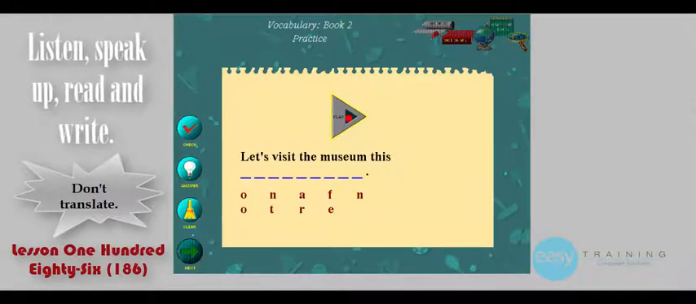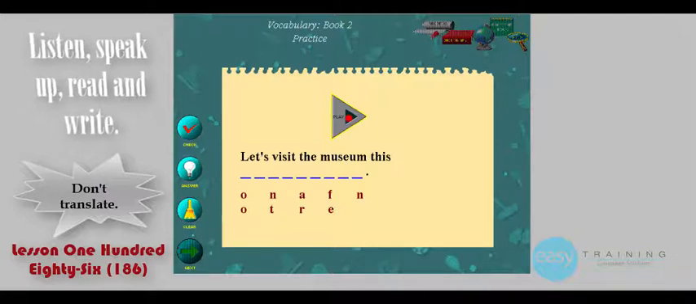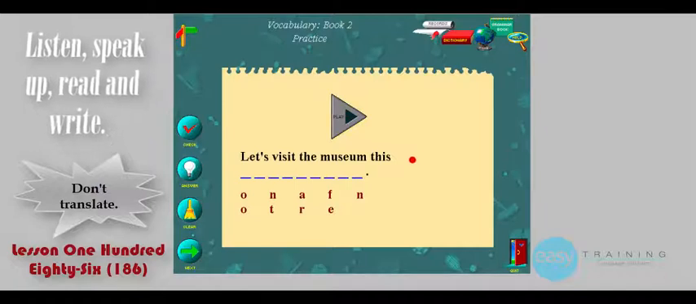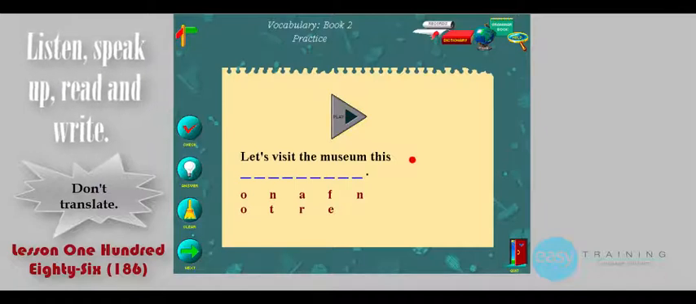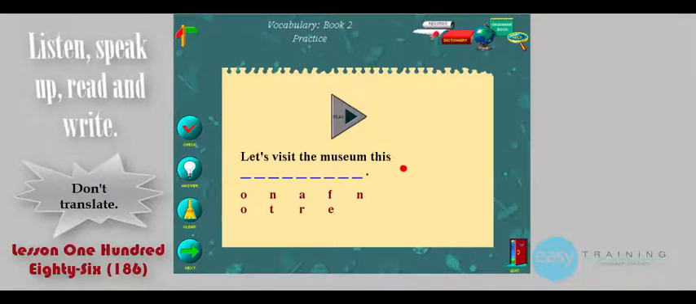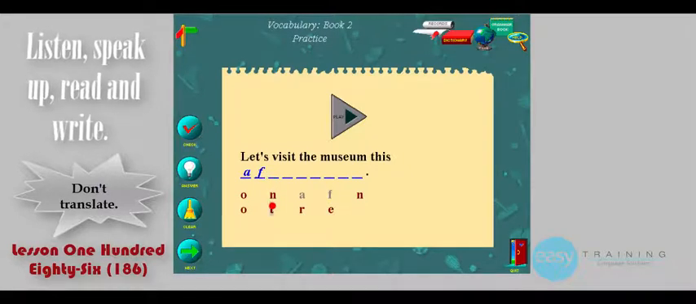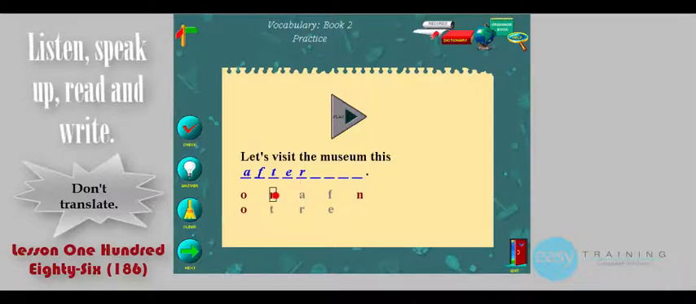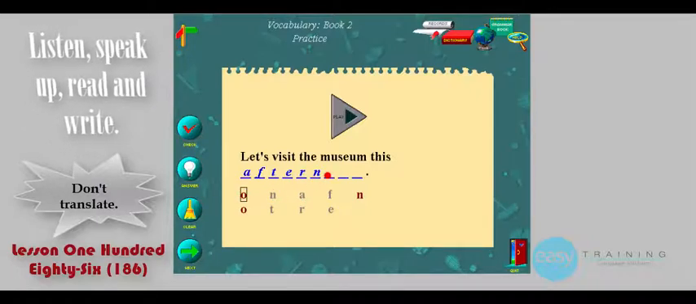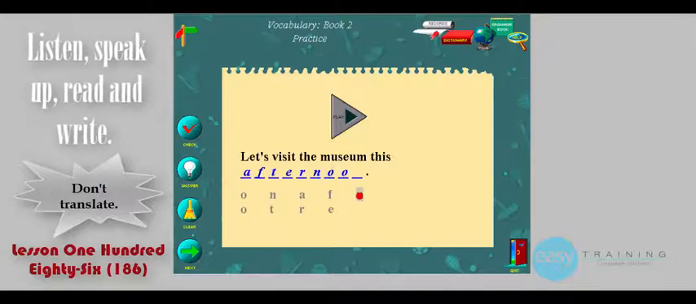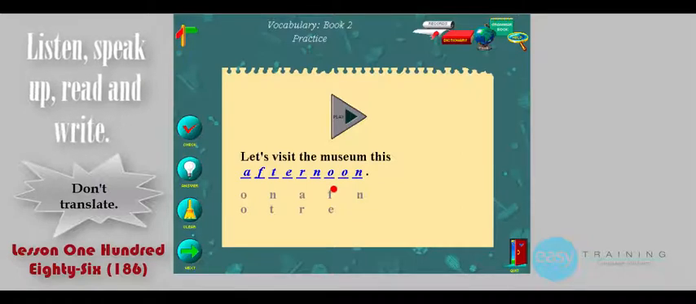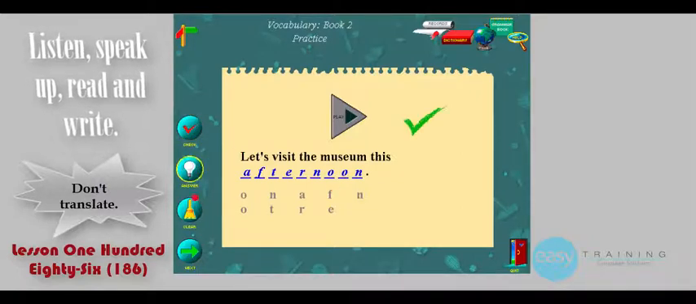Listen. Afternoon. Let's visit the museum this afternoon. Afternoon. How do you spell afternoon? That's A-F-T-E-R-N-double O-N. Afternoon. Let's visit the museum this afternoon. That's great.